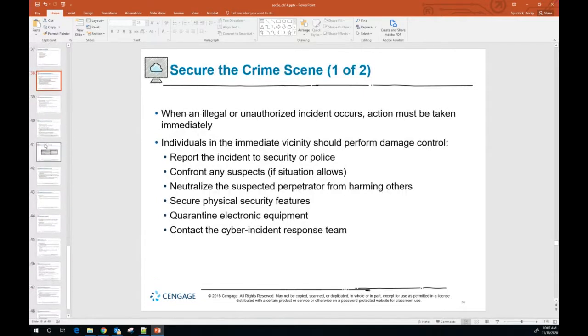So to secure a crime scene, this is something that needs to be taken immediately. Individuals in the immediate vicinity should perform damage control. They report the incident to the security or the police. If the situation allows, confronting suspects. Neutralize a suspected perpetrator from harming others. If the situation allows, secure physical security features, quarantine electronic equipment, and then contact the cyber incident response team.